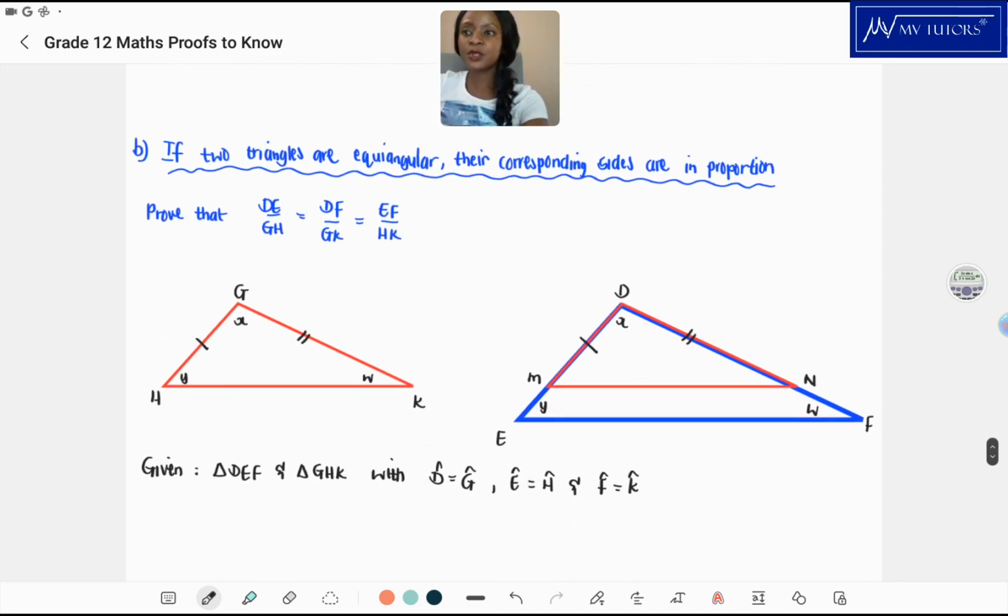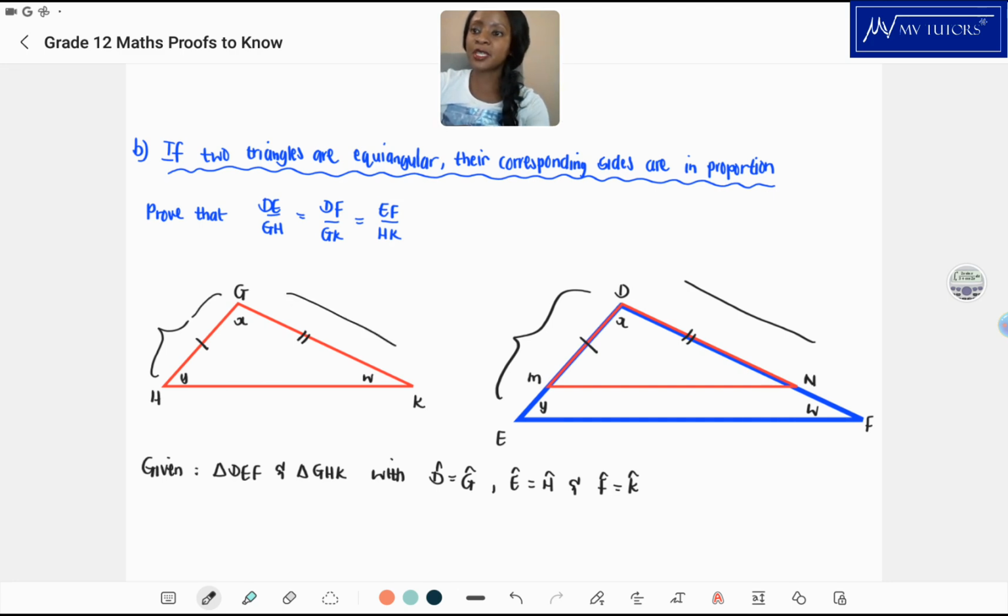Okay, now it says if two triangles are equiangular, their corresponding sides are in proportion. Okay, so we need to prove that DE over GH is equal to DF over GK, which is equal to EF over HK. Okay, cool. So let us attempt this.